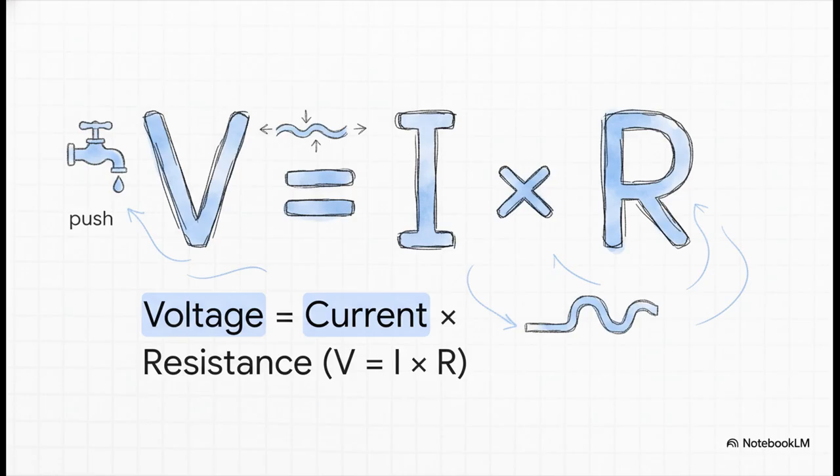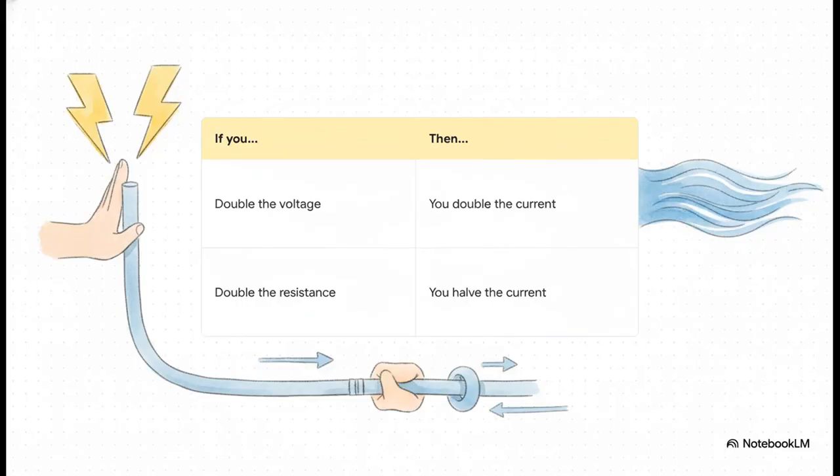It's beautiful, isn't it? And check this out. This shows you exactly how it works. Let's say you keep the resistance the same, but you double the voltage. You double that push. Well, what happens? You double the current. The flow gets stronger. But on the other hand, if you keep the push the same and you double the resistance, put a bigger kink in the hose, you cut the current in half. It's this perfect, predictable relationship.